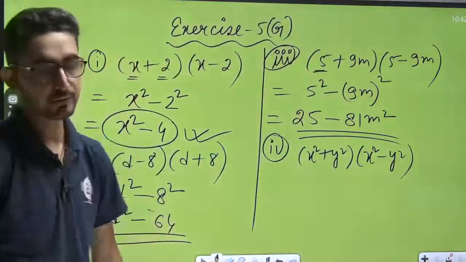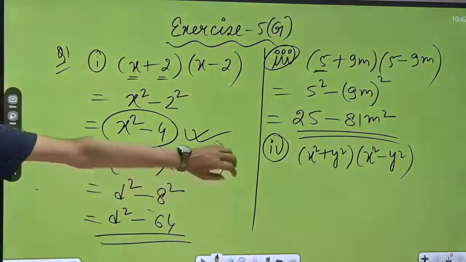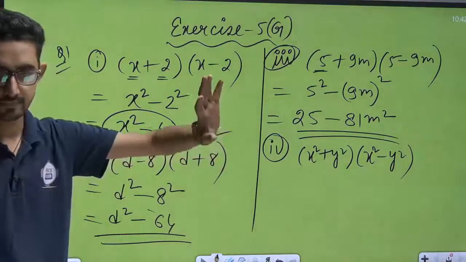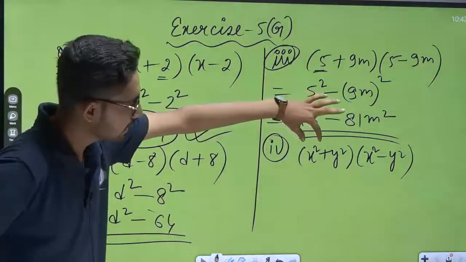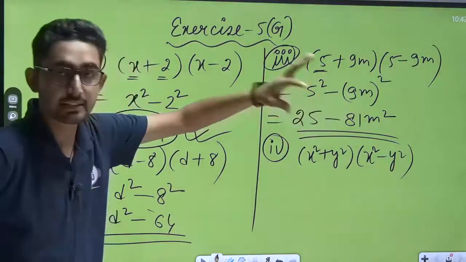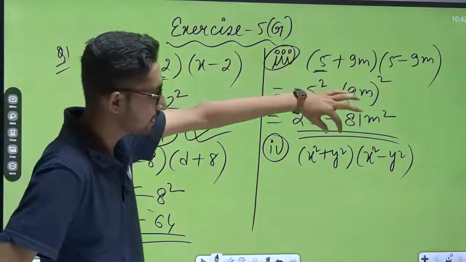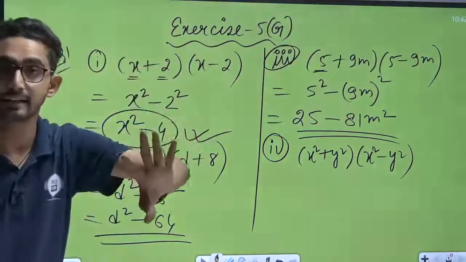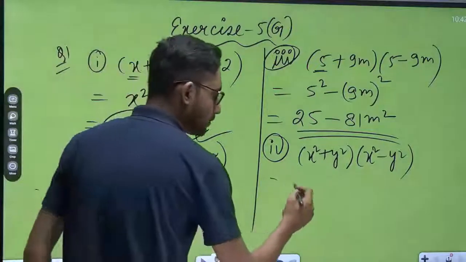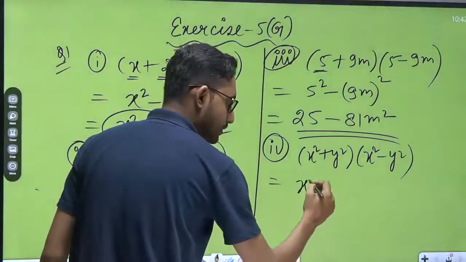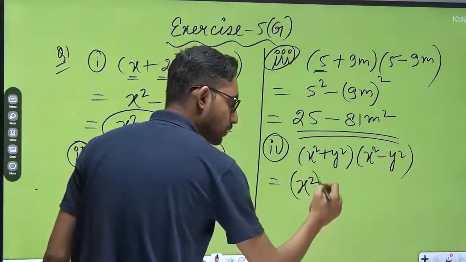Now in the fourth part, that is x square plus y square and x square minus y square. That is your question. Okay, so how do you solve the question? See, in a similar way we have to find out. First consider x square is equal to a and y square is equal to b.